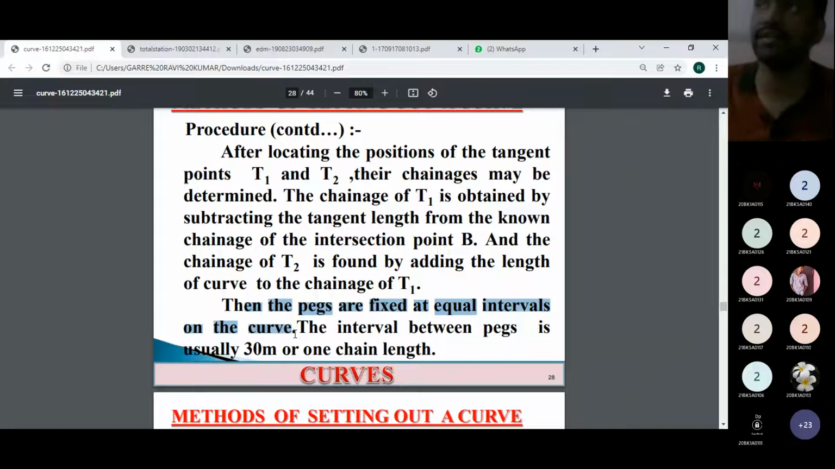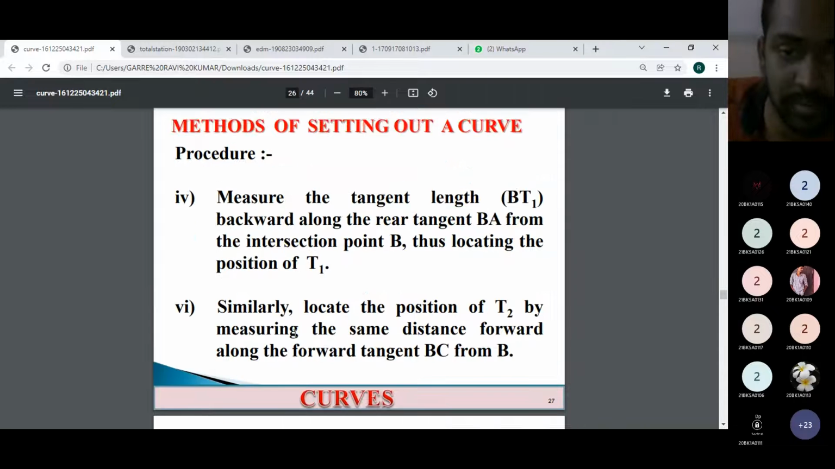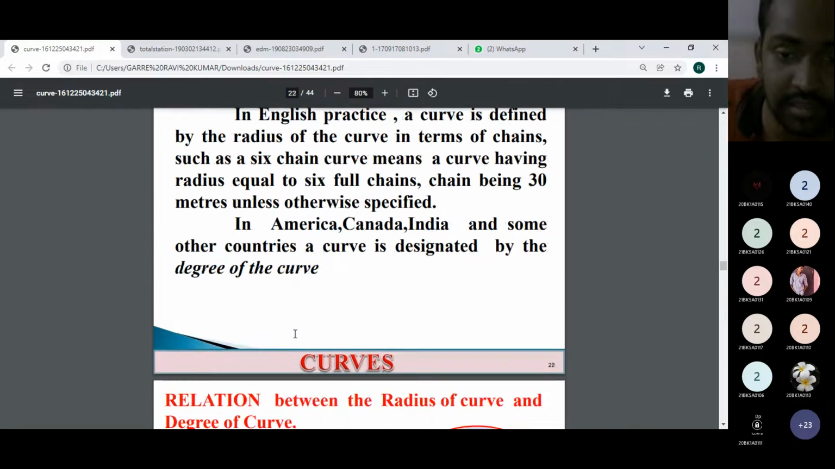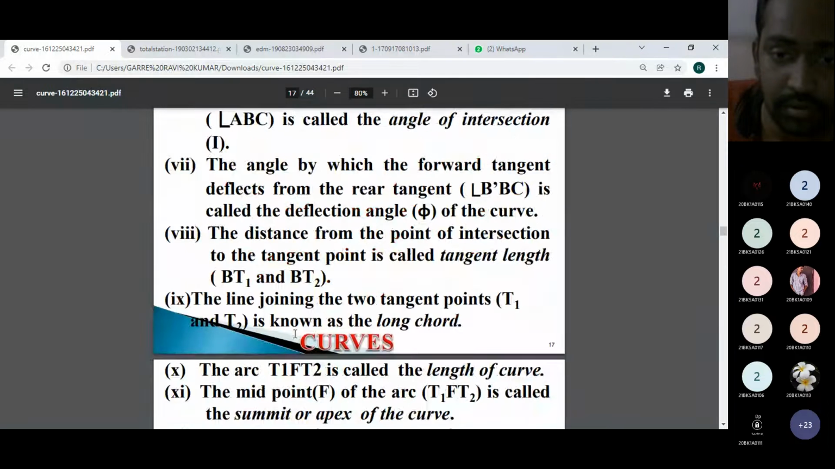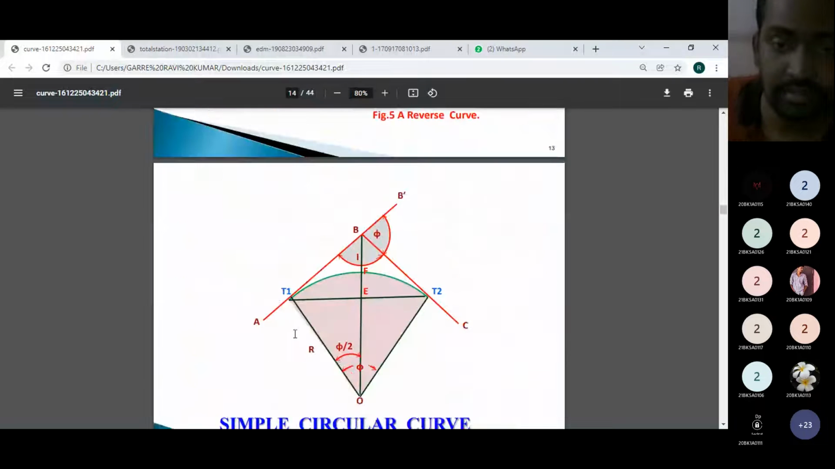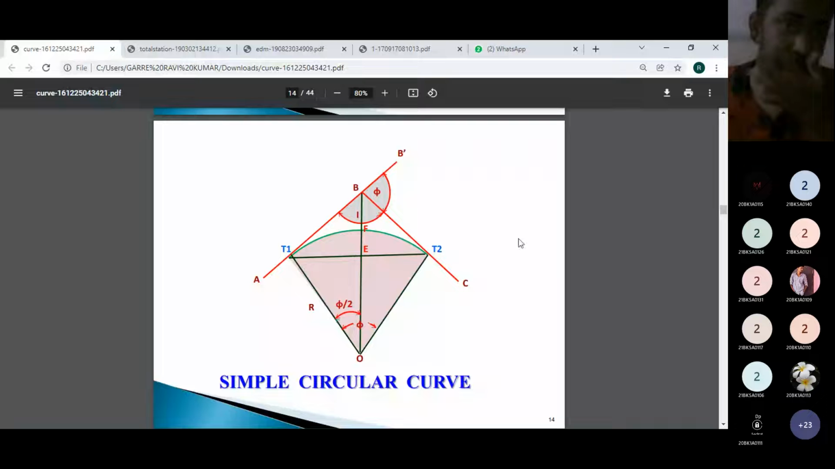Some formulas will be there. The deflection angle will be there at the point B, and some more angles can be calculated from station A. Now T1 and T2 you can see here. This is the curve. Wait, I will show you. T1 is the starting point of the curve and T2 is the ending point of the curve.